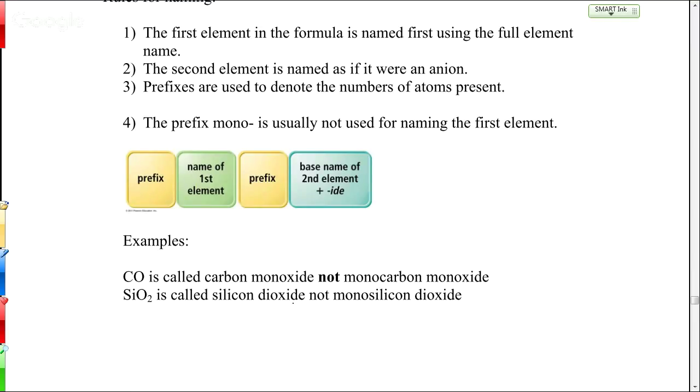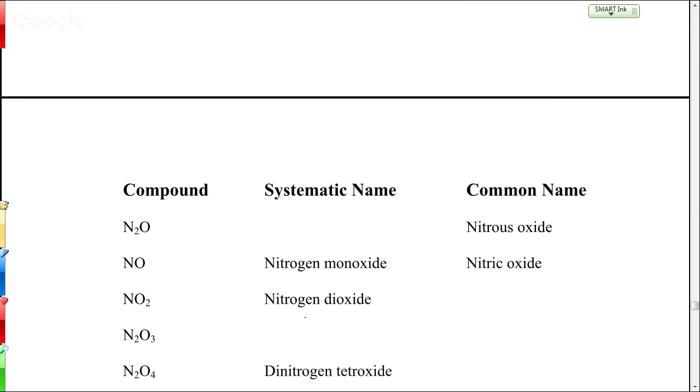So if you're not familiar with those prefixes, they are mono for 1, di for 2, tri for 3, tetra for 4, penta for 5, and hexa for 6. We're not going to see compounds with more than 6 here. So mono, di, tri, tetra, penta, hexa, and then named accordingly of whatever.